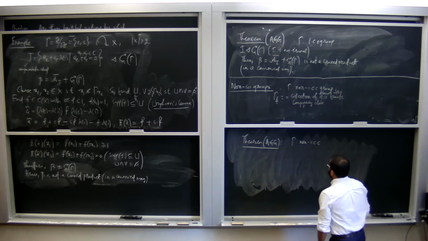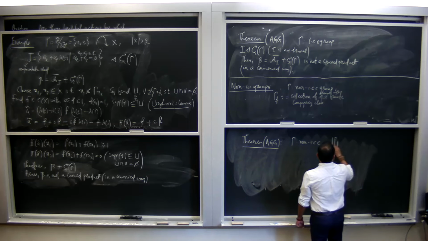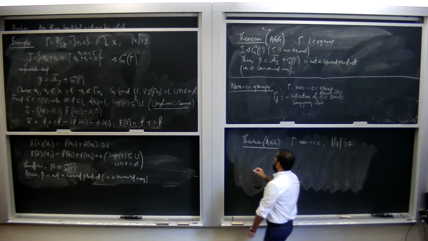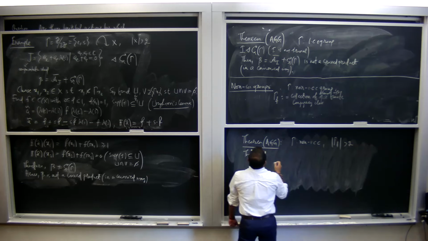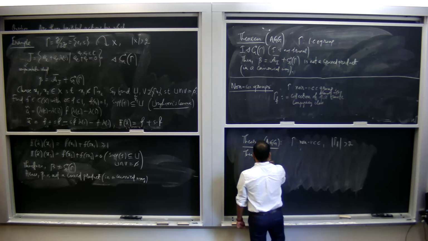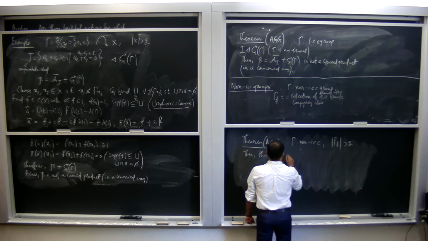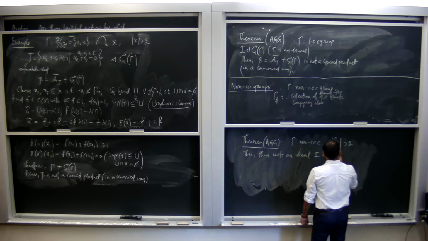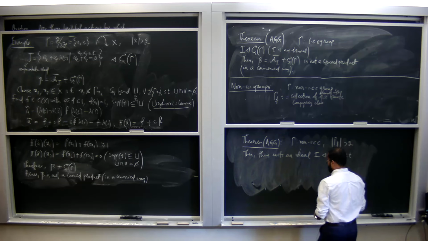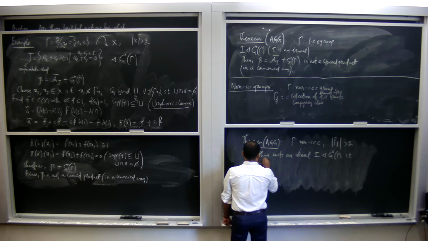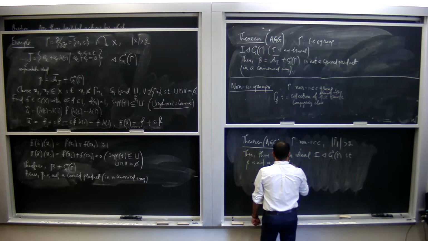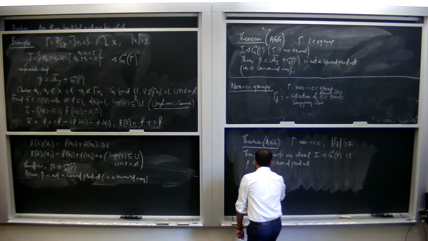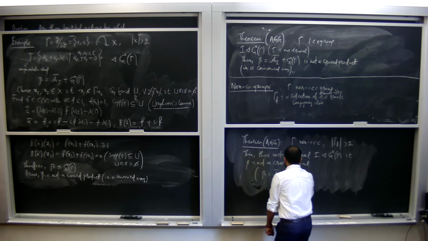So gamma is a non-ICC group, and I assume that the number of elements in my conjugacy class is more than 2. Then there exists an ideal I in C*_r(gamma) such that B is not a cross product. Of course, here B is always A, I closure plus the group C-star algebra of gamma.